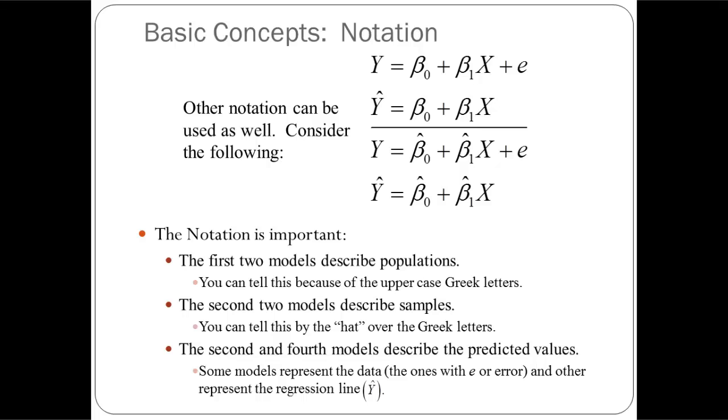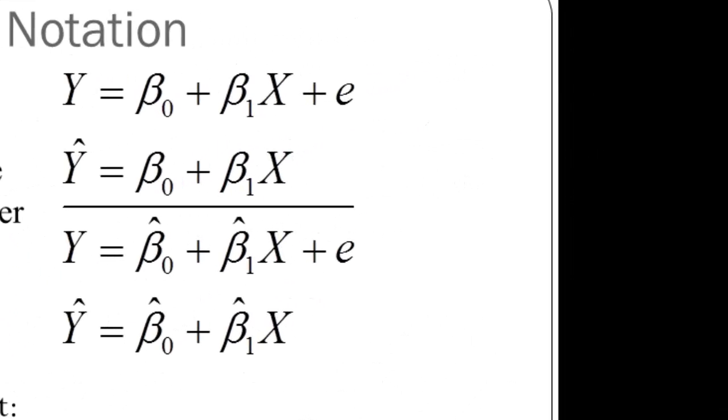Let's look at my preferred notation. Here I've got 4 different models. The first 2 at the top describe populations, and we can tell that because we're using Greek uppercase letters, and there's no hats over those Greek letters. So y equals beta sub 0 plus beta sub 1x plus e is a population model. Remember that we typically don't have access to the populations, and so this is something we'd like to make an inference about even though we don't know it directly.